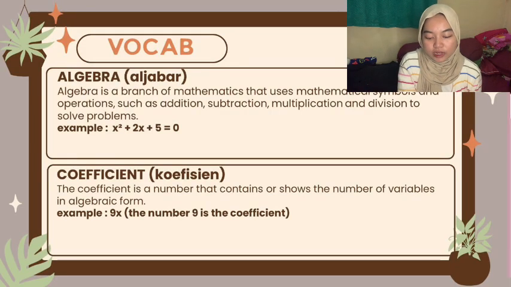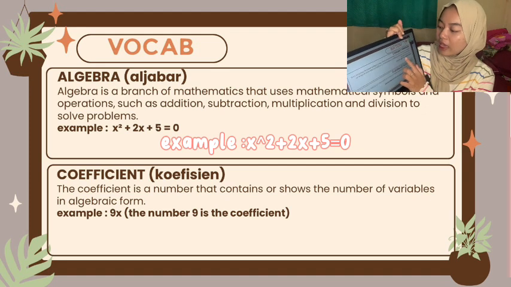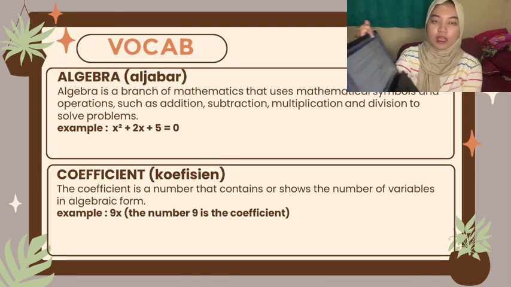Algebra is a branch of mathematics that uses mathematical symbols and operations such as addition, subtraction, multiplication, and division to solve problems. Example: x squared plus 2x plus 5 equals 0.